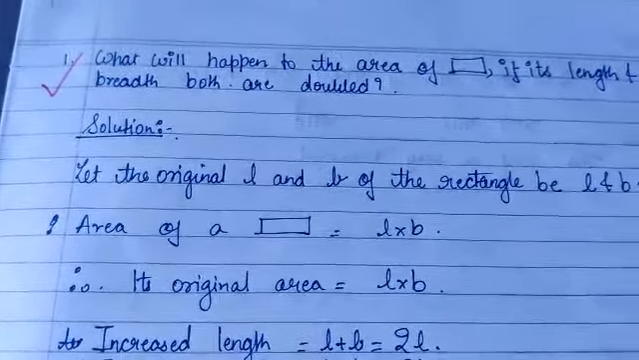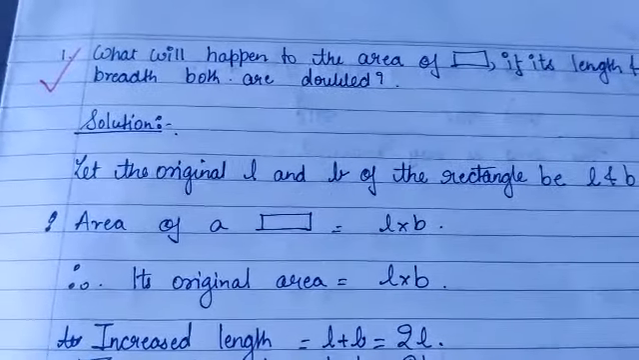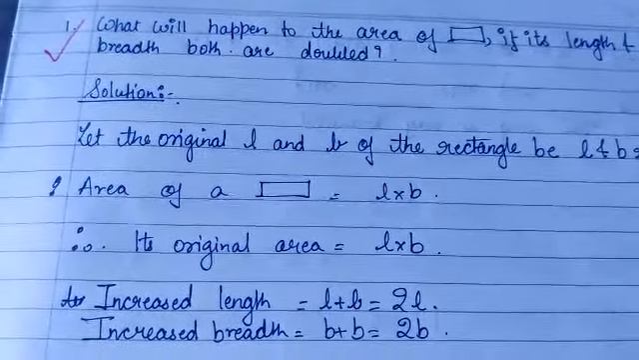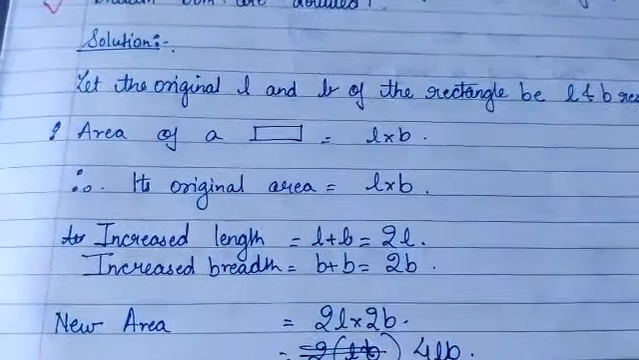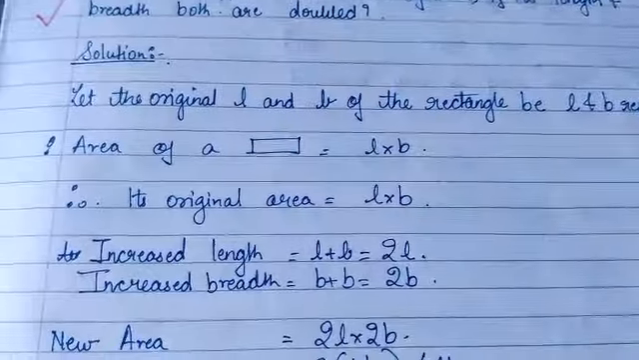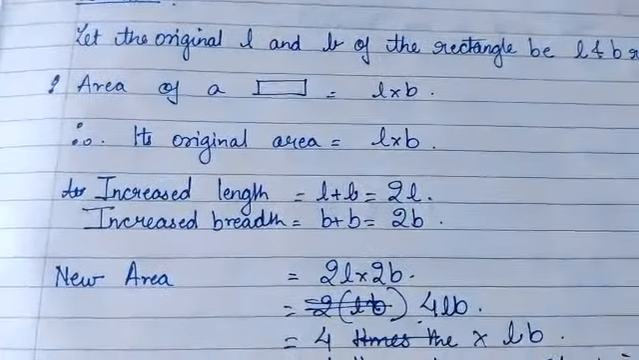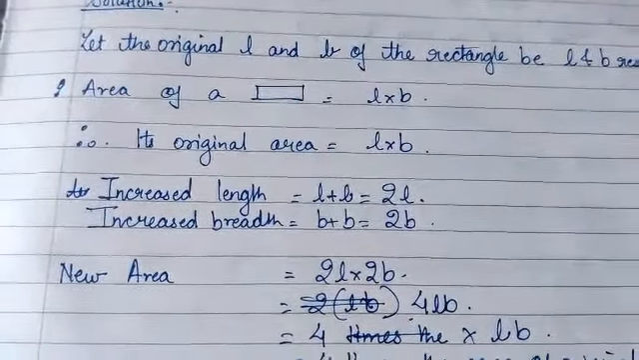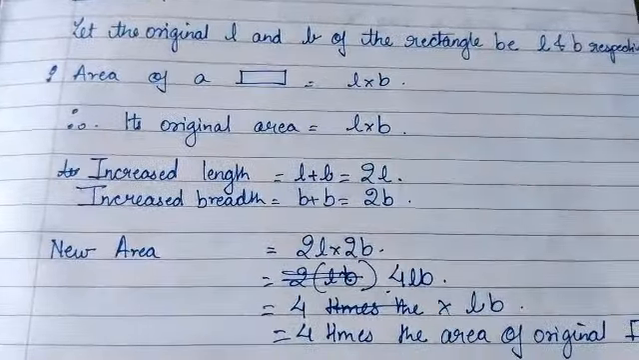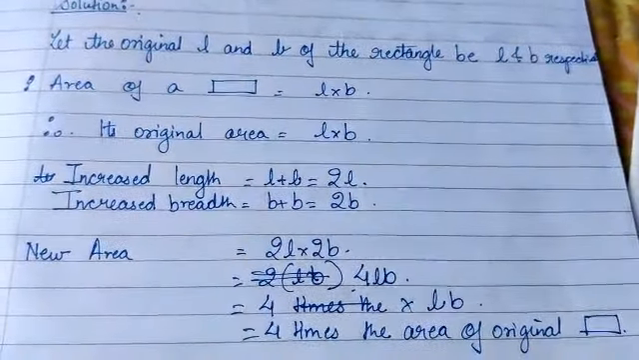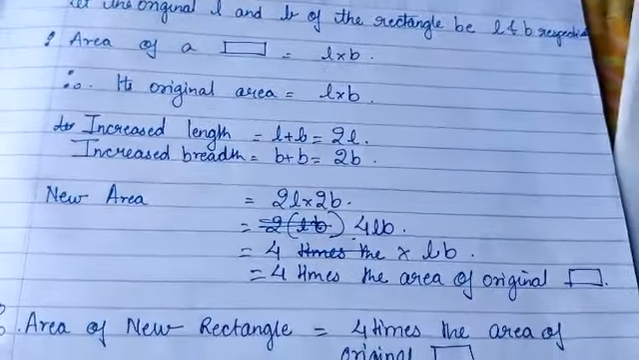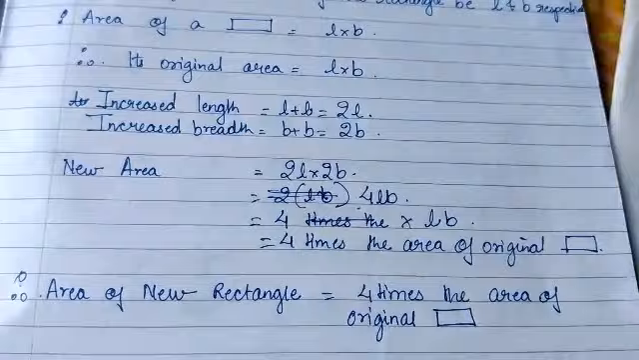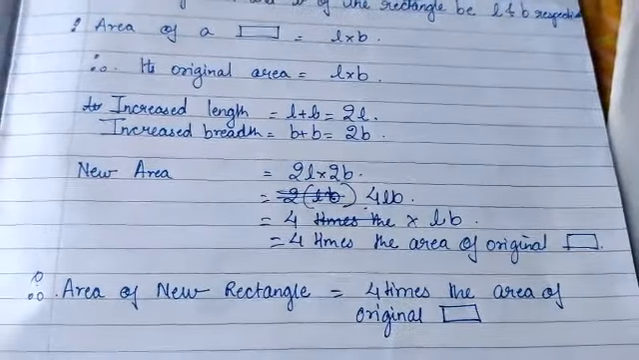Now increased length will be L plus L, that will become 2L, and increased breadth will be B plus B, that is 2B. So new area will be 2L into 2B, that is 4LB. Now 4 into LB is nothing but 4 times the area of original rectangle, because LB is the area of the original rectangle. So area of the new rectangle will be 4 times the area of the original rectangle.